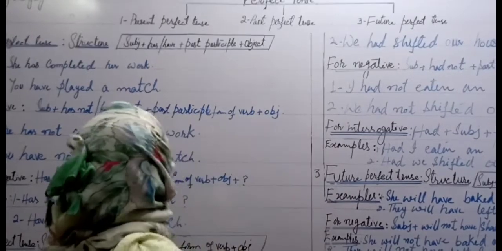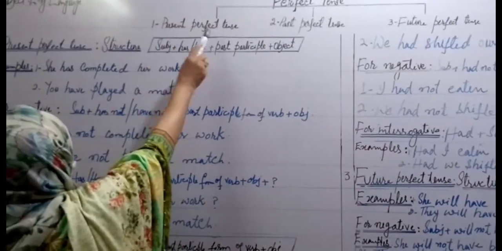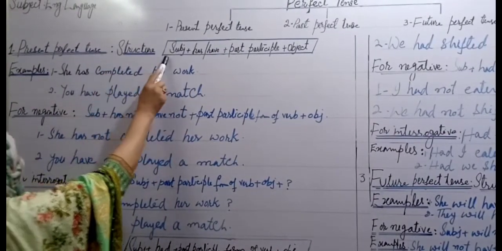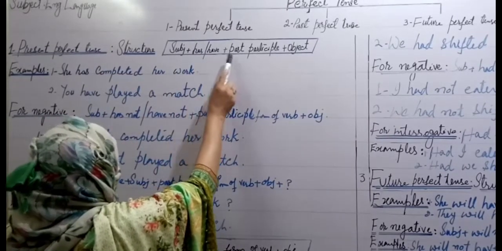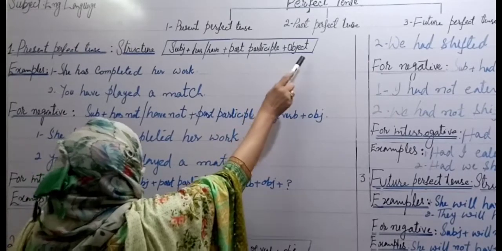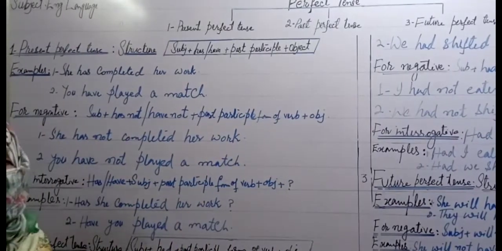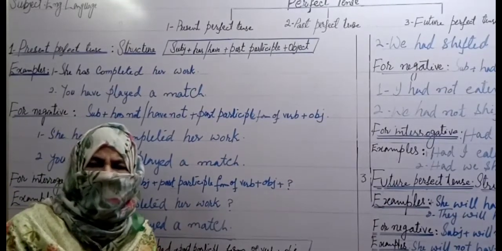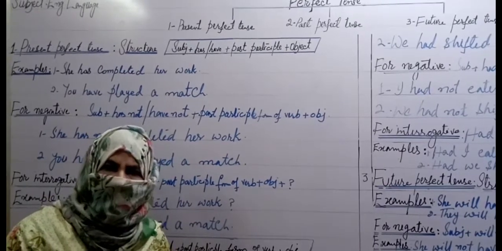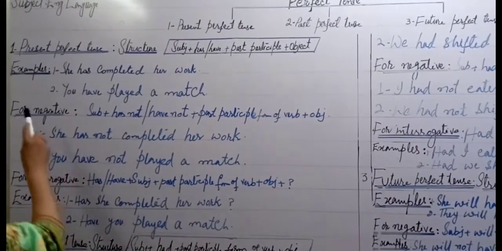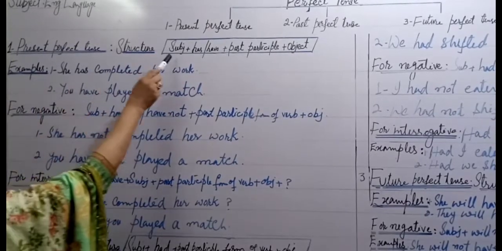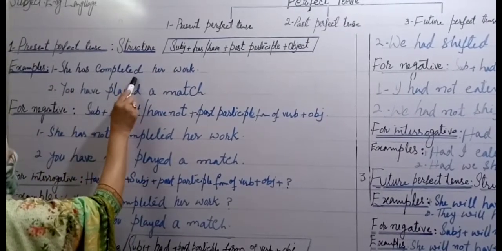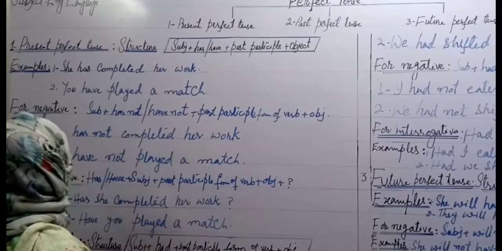So look at the first type, present perfect tense. The structure of present perfect tense: subject, has or have, past participle form of verb, then object. This tense is used when we talk about the work is completed just in immediate past. Look at the example. According to the structure, first we will write here subject, then has or have, then past participle form of verb, then object.